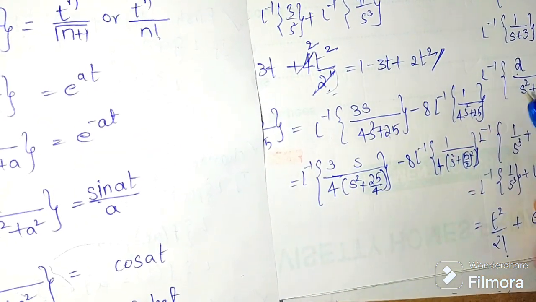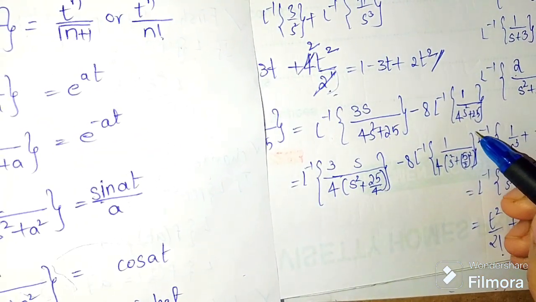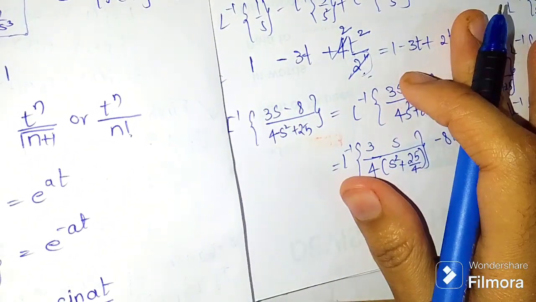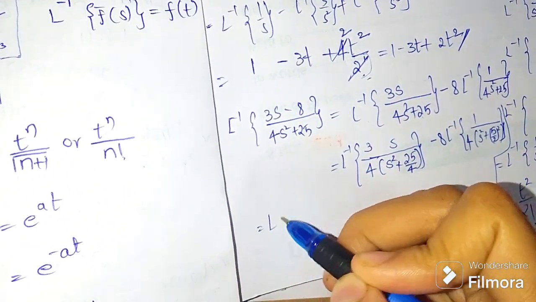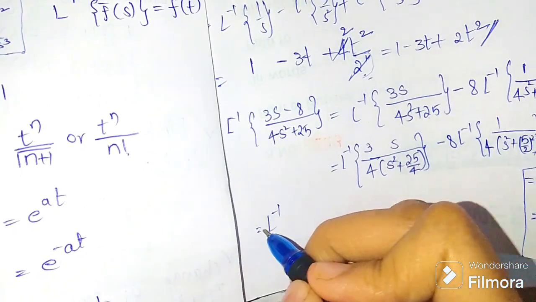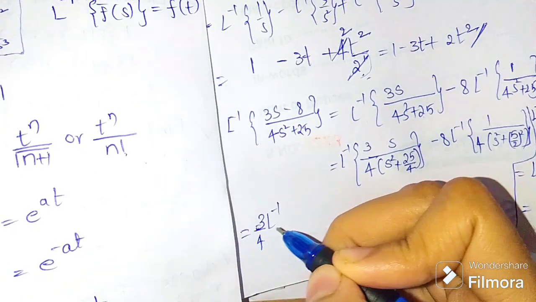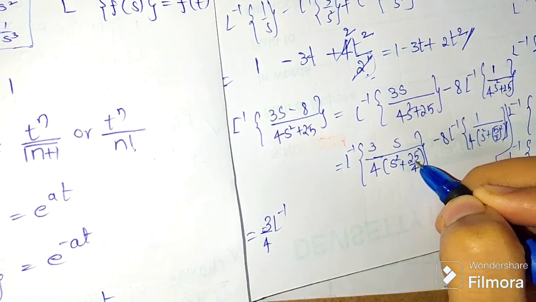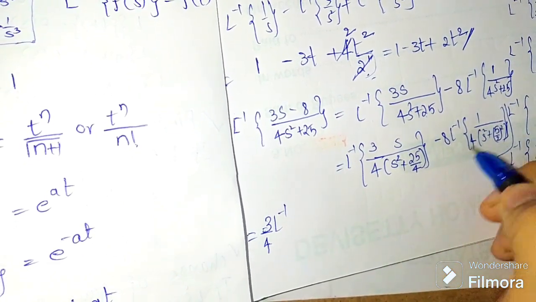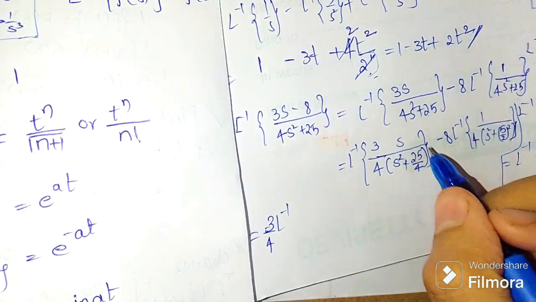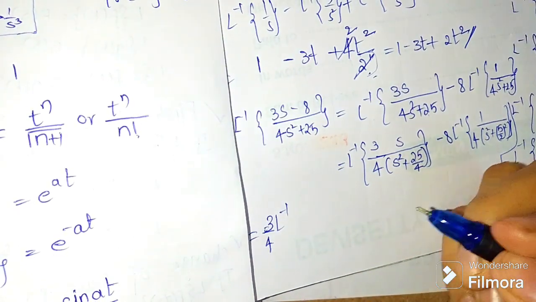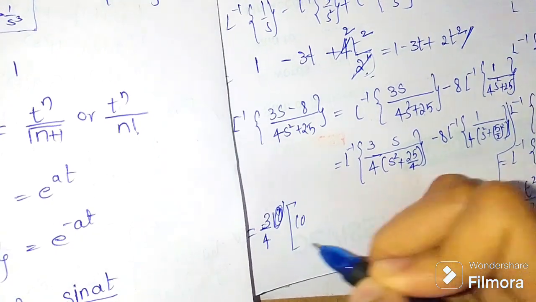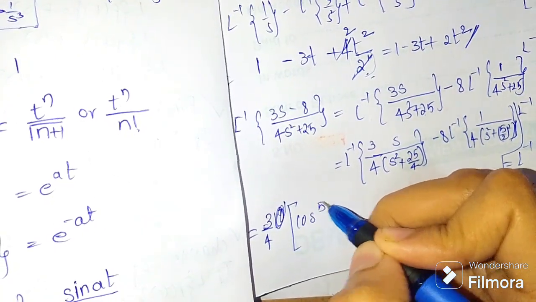Okay, sorry for this clumsiness. We'll do it here. So now Laplace inverse of, I'm taking 3 by 4 outside. S by s square plus, what is this? 5 by 2 whole square. So a is 5 by 2. Can you see? Same. A is 5 by 2. So which formula should I apply? The cos at formula. I'm directly writing, you understood, no? Cos 5 by 2 t.